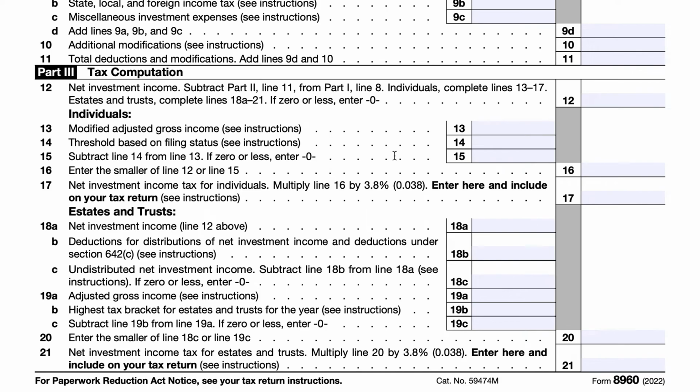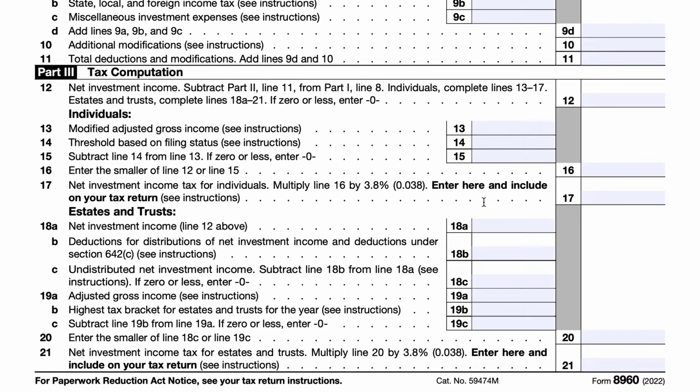So for estates and trusts, a little bit similar, but there are some modifications that are required. So net investment income goes into line 18A. Then there are deductions for the distributions of certain net investment income and deductions under Revenue Code 642C. You'll subtract line 18B from line 18A to arrive at undistributed net investment income. And again, if it's 0 or less, then you'll enter 0.